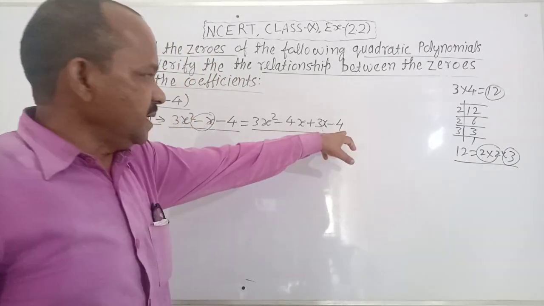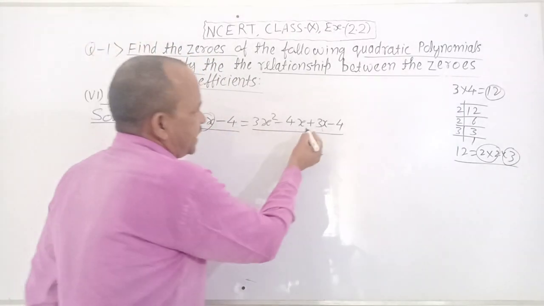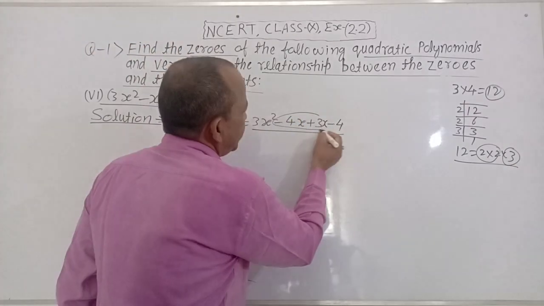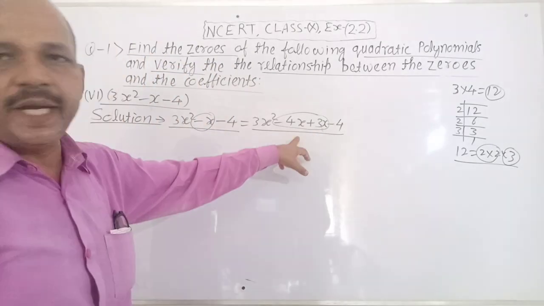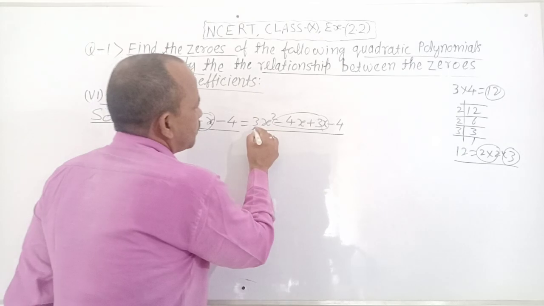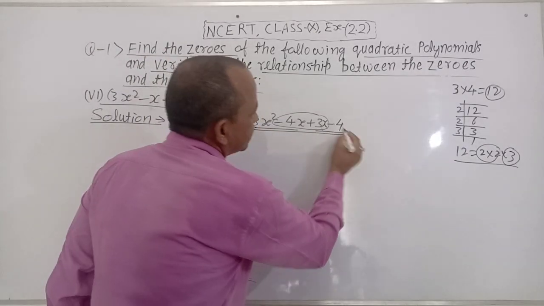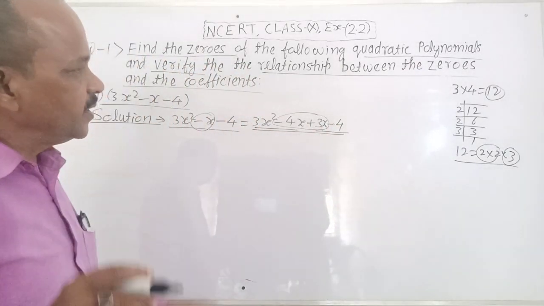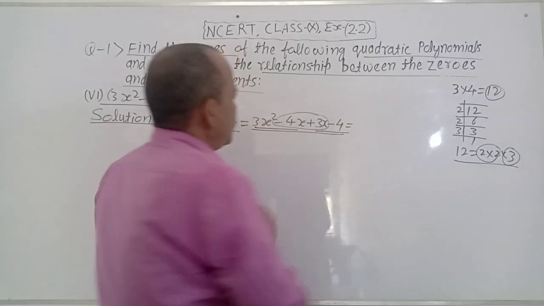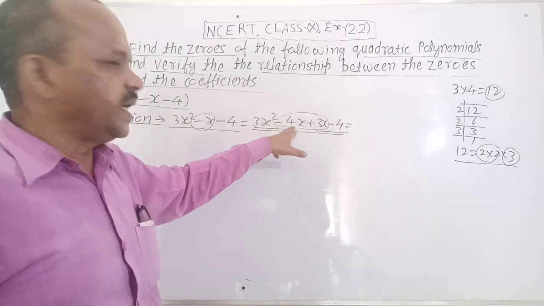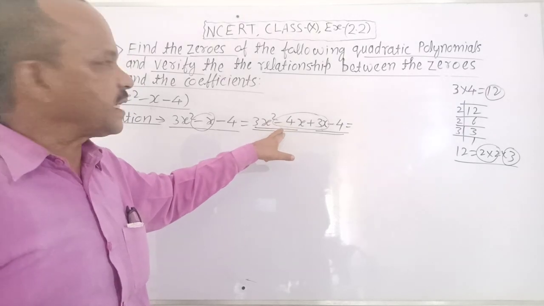Clear? Minus 4. You split minus x and you find minus 4x plus 3x. Now you make 2 pairs, here first pair and here second pair. Clear? You take common in first pair. Here first pair is 3x square minus 4x. You can take common x.